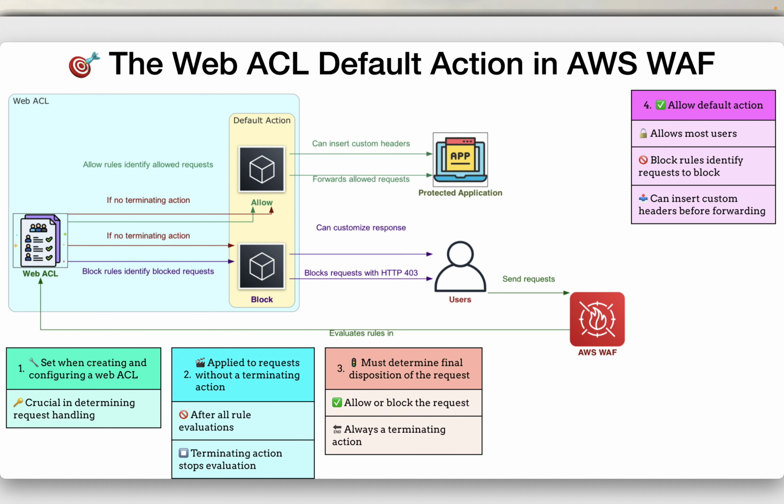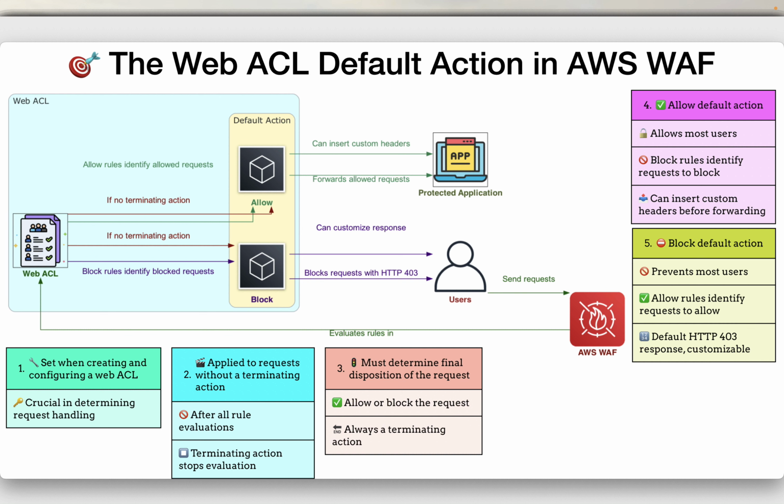If you want to prevent most users from accessing your website, but you want to allow access to users whose requests originate from specified IP addresses or contain specified values, choose block for the default action. And then when you add rules to your web ACL, add rules that identify and allow the specific request you want to allow. By default, for the block action, the AWS resource responds with HTTP 403 forbidden status code, but you can customize the response if needed. So fifth is just the opposite of fourth one.